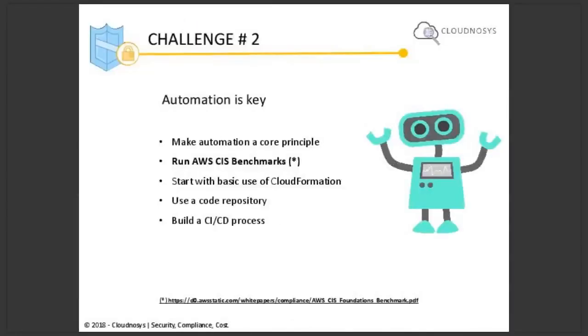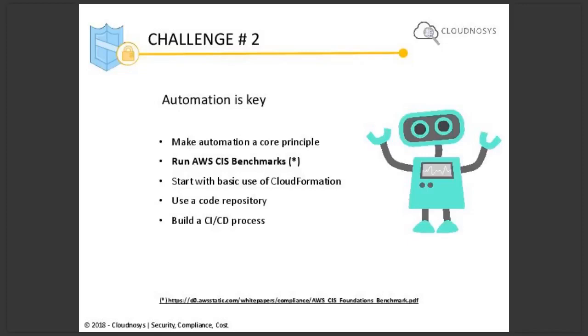Challenge number two has to do with automation. Automation is key in the new economy, and that is the currency that's going to have tremendous value if you take this to heart. It does require a bit of a paradigm shift in thinking, but this is the new game. So make automation a core principle of your security plan.